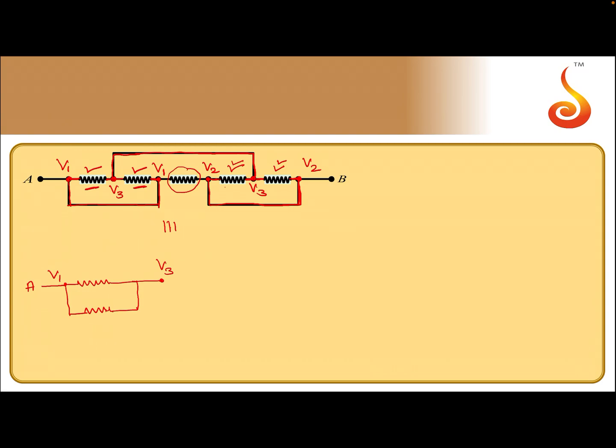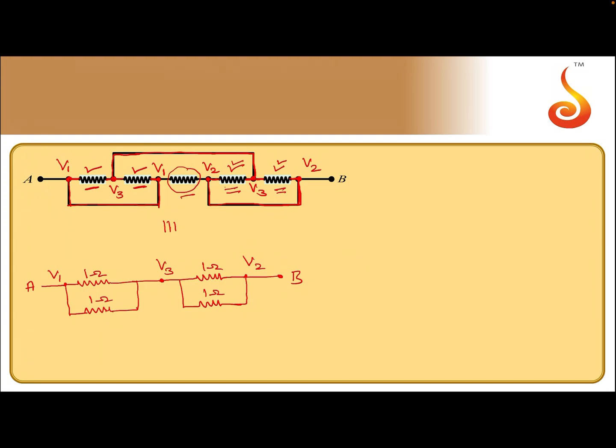Then between V3 and V2 there are two more resistors. One is this, one is this. So this goes to potential V2. I'll draw one more here. This also goes to V2. Each one they have given is 1 ohm. So this point is B. Correct.